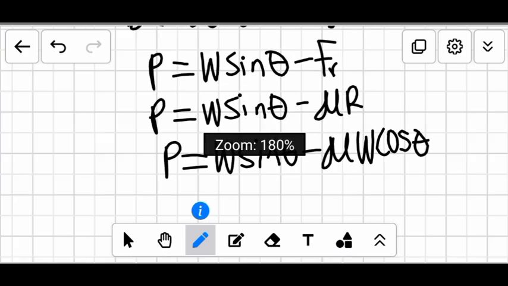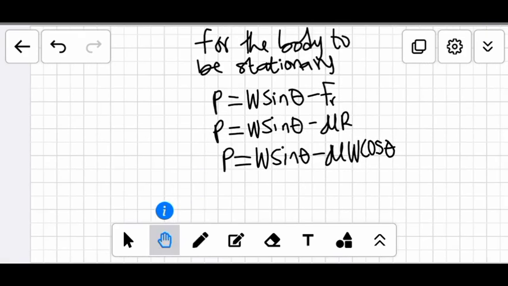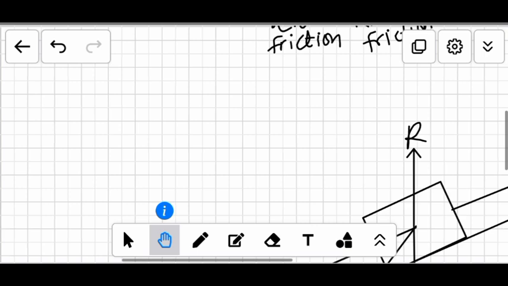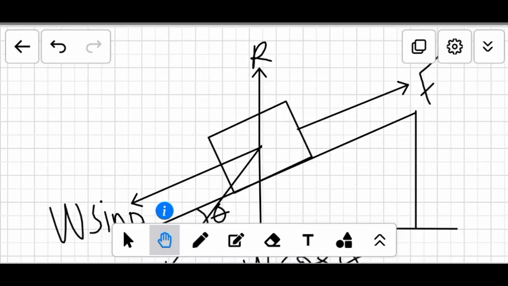Don't forget the normal reaction is W cos theta. So in this case now, if I want to make the body stationary, I will just need to add a force P in the direction of the frictional force, which would be the difference between W sine theta and F, which is the frictional force.